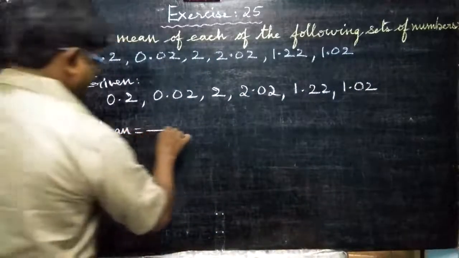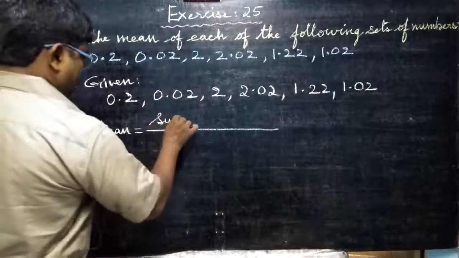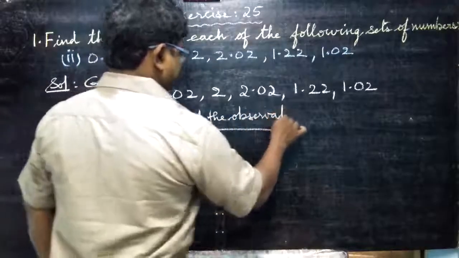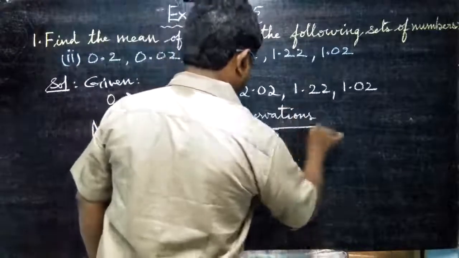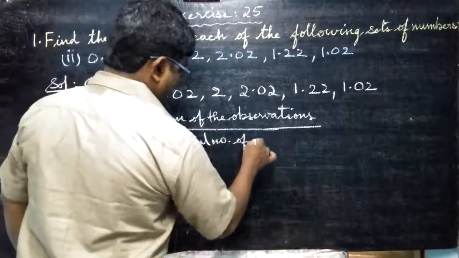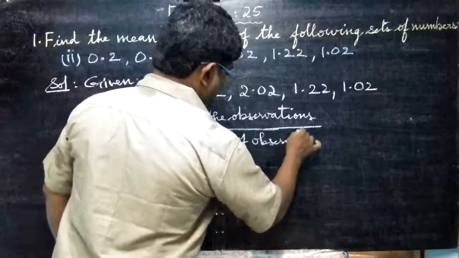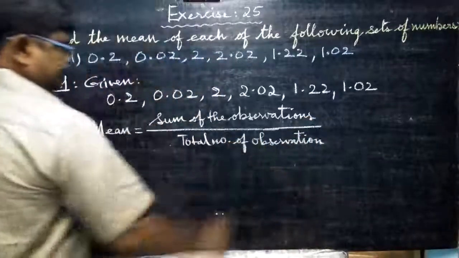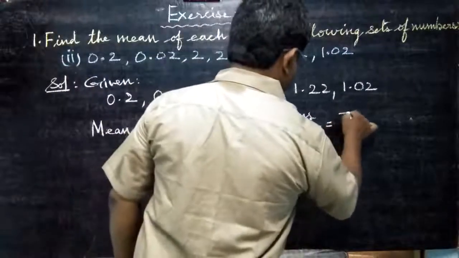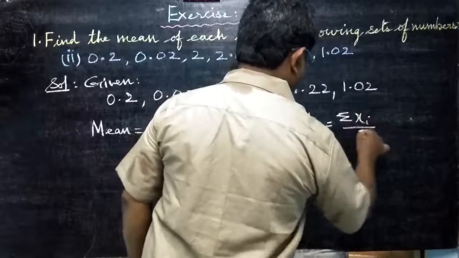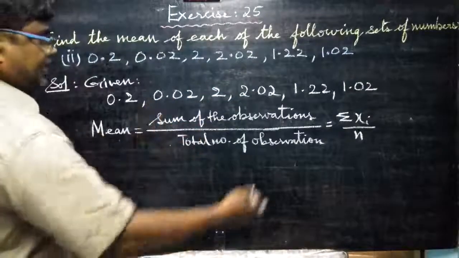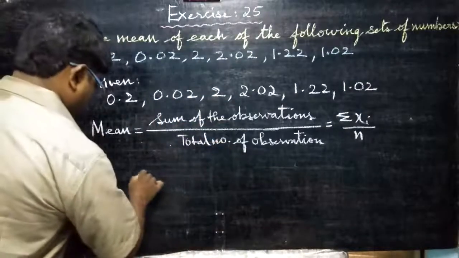Mean formula, I told you, in words you can write: sum of the observations by total number of observations. Listen very carefully. Instead of writing this much bigger formula, a very simple one is sigma xi by n. Sigma indicates addition, i indicates observations, n indicates the total number of observations.